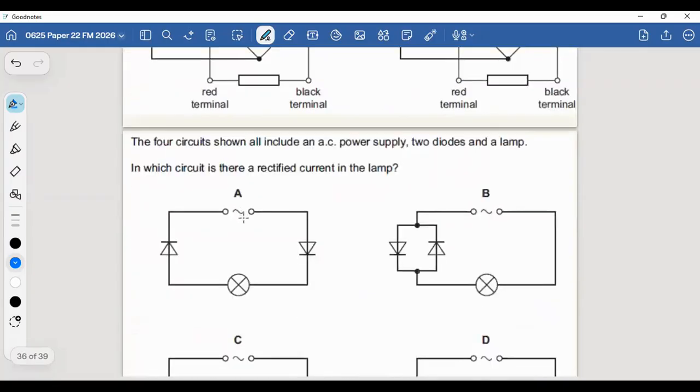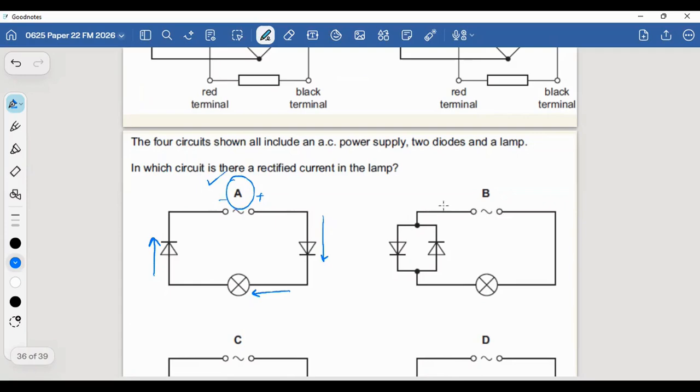The four circuits shown all include an AC power supply, two diodes, and a lamp. In which circuit is there a rectified current in the lamp? Rectified means the current flows in one direction only. So for example, this is positive. It is not allowing through it. If instead I take this as positive and this as negative, this is letting the positive half through and blocking the negative half. That is a perfect option.